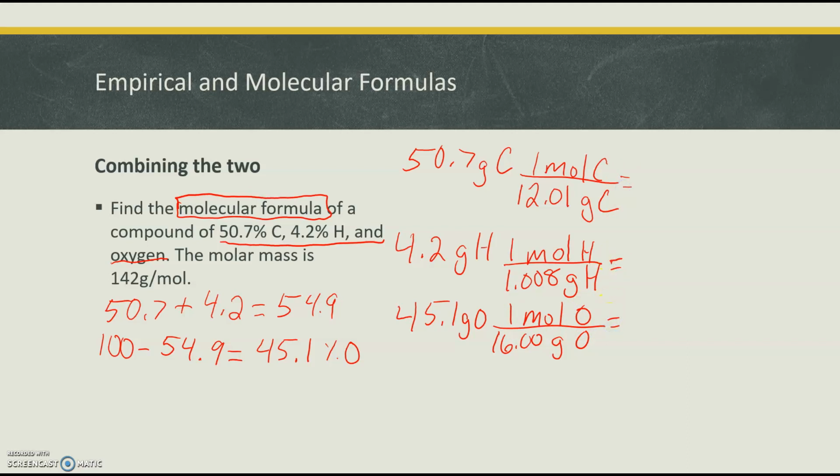The amounts we get for this are going to be 4.221 moles carbon, 4.167 moles hydrogen, and 2.819 moles of oxygen. These are decimals, they're not whole numbers. So we need to divide by our smallest amount. Our smallest amount are our moles of oxygen.